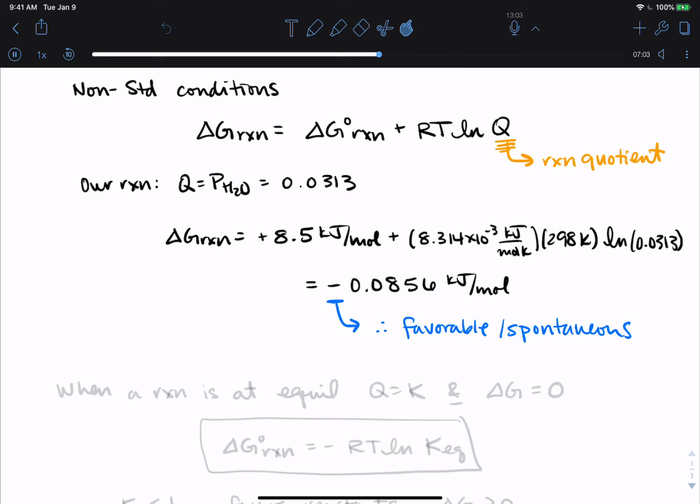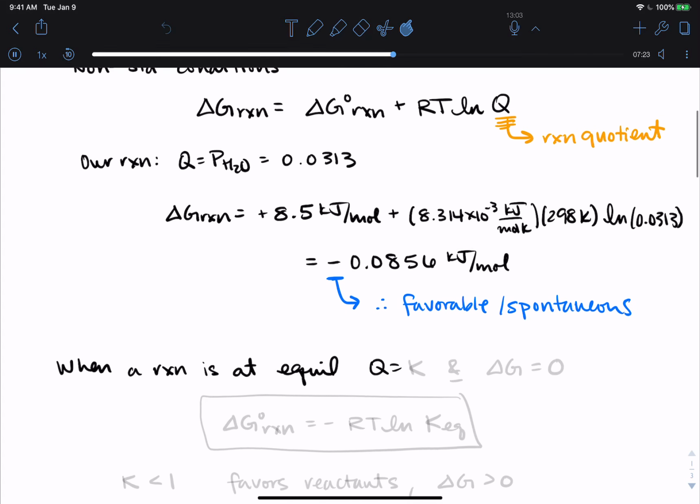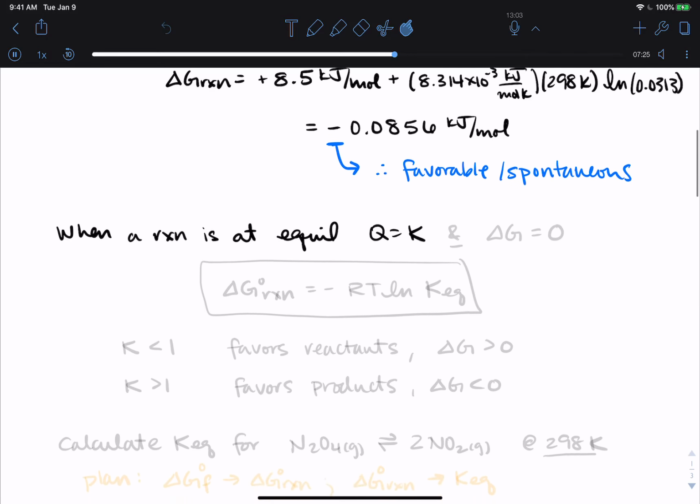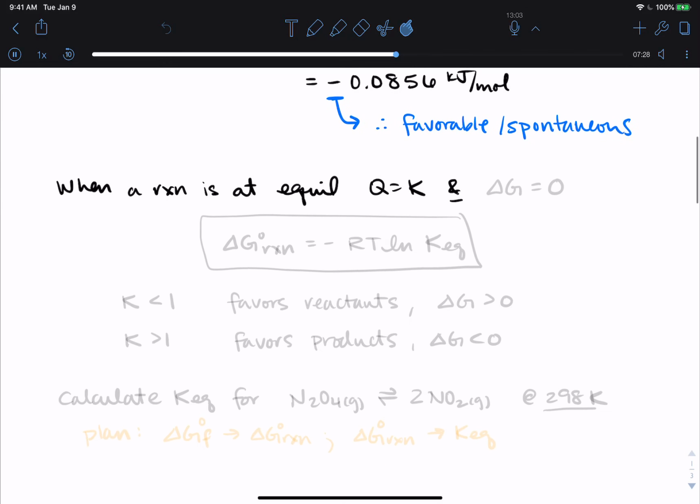Okay, now if we're talking about Q, we may as well go ahead and relate all of this to equilibrium because it's all connected. So when a reaction is at equilibrium, one thing that we know for sure is that Q is equal to K, and something you might have kind of figured out, but maybe not.